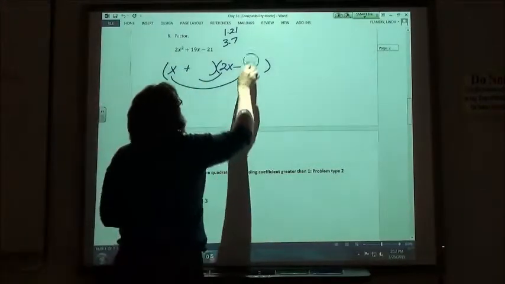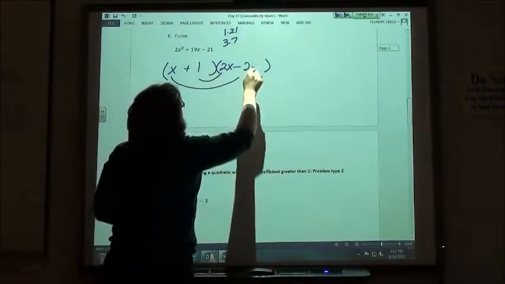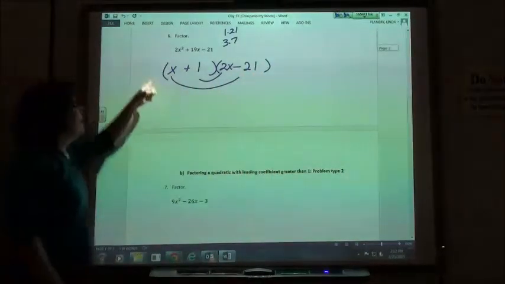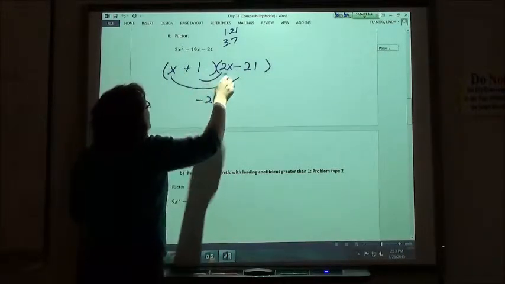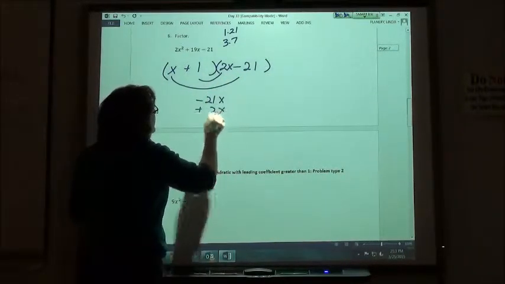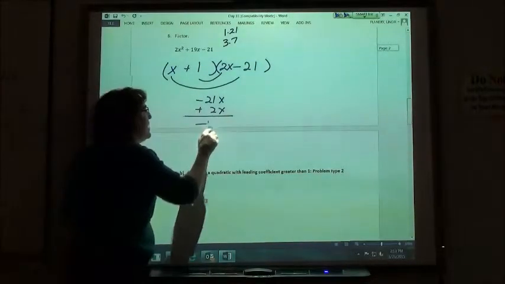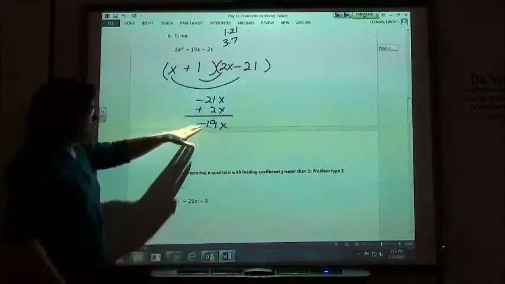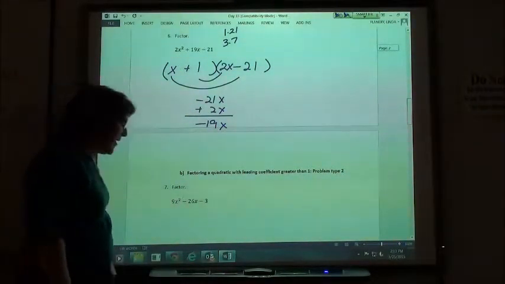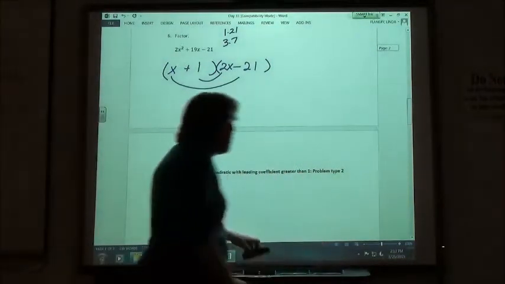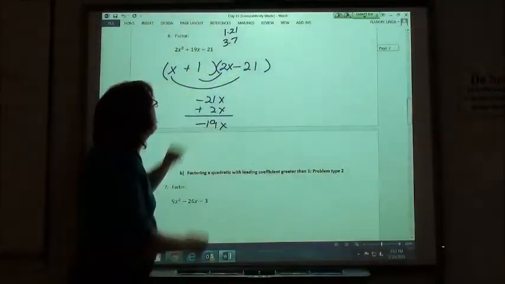So I go to the 1 and the 21. So 1 and 21. My outside product is negative 21x. My inside product is positive 2x. Well, I'm getting closer. Negative 21 plus 2 is negative 19x. However, we don't want negative 19. We want a positive 19. So that tells me I got my numbers in the right order. I just have my signs backwards. I'm going to change this to the minus and this to the plus.